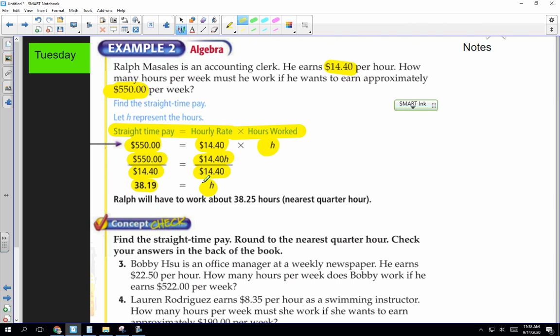When we do the division, we get 38.19 hours. So Ralph will have to work 38.25 hours because his company pays to the nearest quarter hour. And all the companies I worked for that were on hourly, it was every 15 minutes or a quarter hour. Please, if you don't know, a quarter of an hour is 15 minutes.